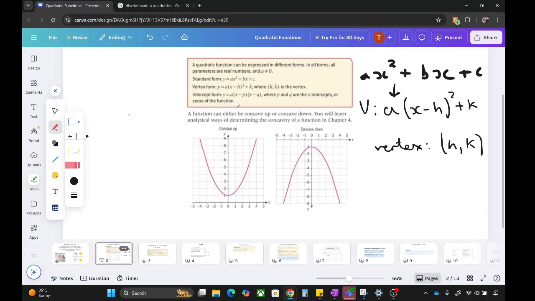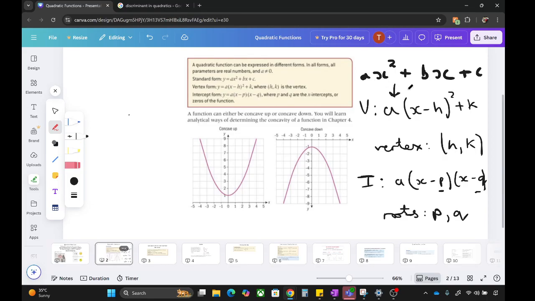Then comes the intercept form. The intercept form is gained by factorizing the equation. It is represented like this: a(x minus p)(x minus q). That's the intercept form, and it tells us the two roots, or x-intercepts, or zeros of the function, are p and q. That's what the intercept form tells us.